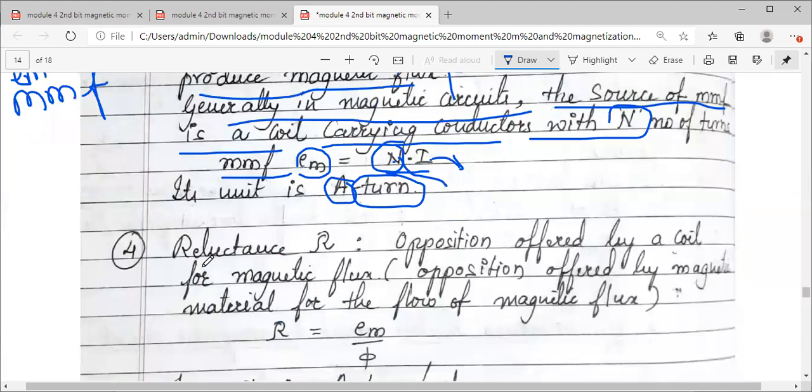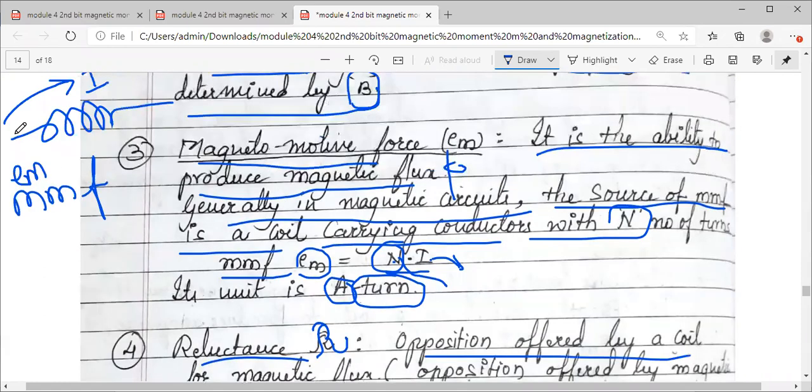Now, the next basic term you come across here is reluctance, R. It is analogous to resistance of your electric circuit. How do you define resistance? It is the opposition offered. So reluctance is also the opposition offered by the coil for the flow of this magnetic flux. Whenever a current flows through the coil, it will offer certain resistance, opposition will be offered by the coil. We call it reluctance.